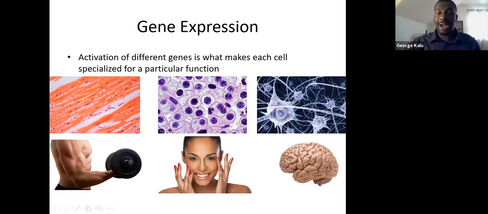So even though they have the same overall DNA from one cell to the next, each one has a specific set of genes that gets activated to determine what that cell is going to look like and what it's going to be able to do. So it's going to make it specialized for each individual function. Okay? Does that make sense?